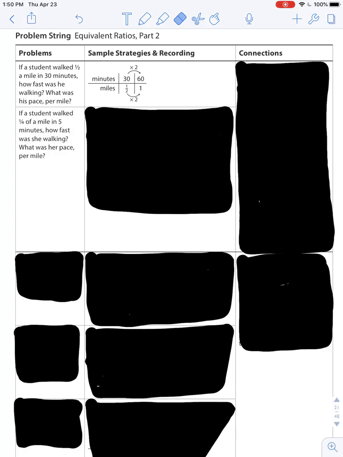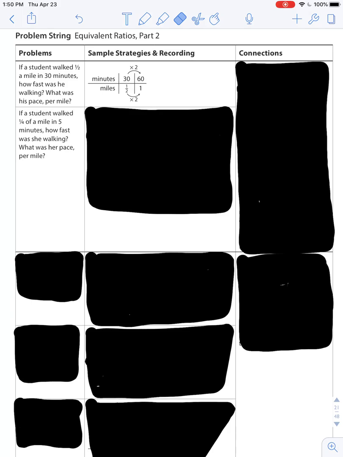Let's look at another example here. If a student walked a quarter of a mile, 1/4 of a mile, in 5 minutes, how fast was she walking? What was her pace per 1 mile? So think about how you would set that up with a ratio table. Pause the video if you'd like to solve it on your own first.